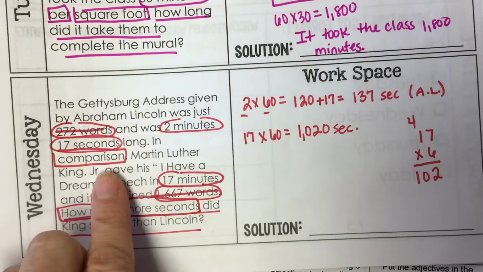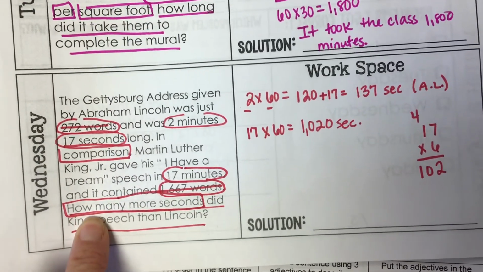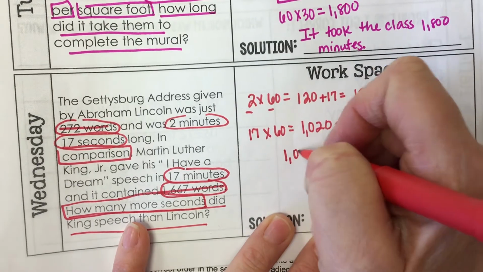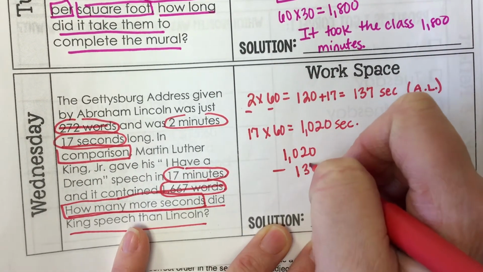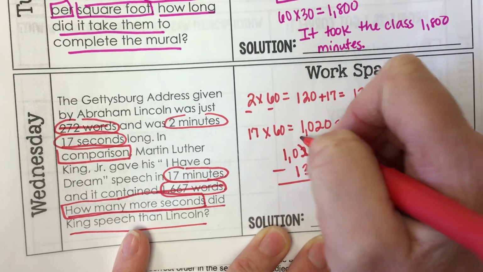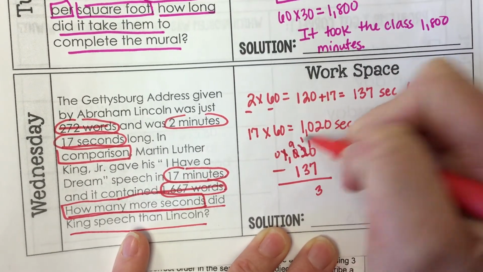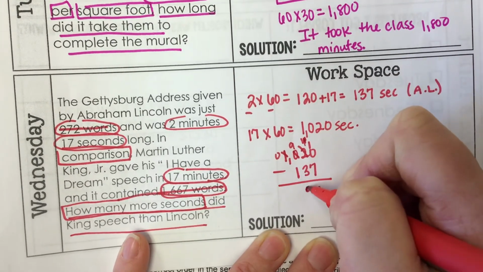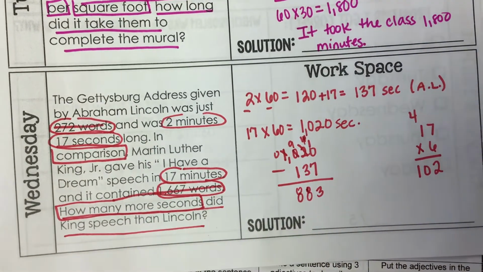Well, I don't think that's what it's asking for in this question, because down here in the question it says, how many more seconds? So we need to subtract 1,020 minus 137. And we get 883 seconds.